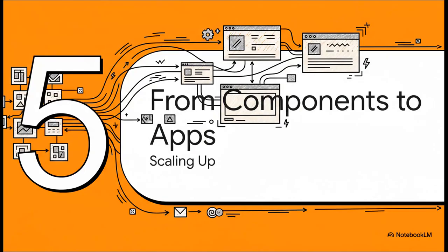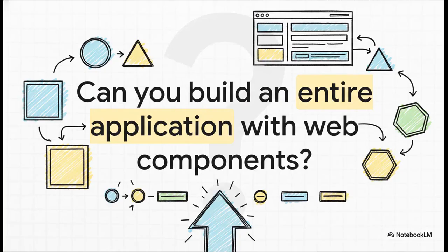Okay, so we can build individual components and we can test them. Awesome. But how do you take all those little Lego bricks and build the entire castle, a full-blown, feature-rich application? And this is the big question, right? A lot of people see components and think, oh, that's cool for buttons or little widgets, but can you really build an entire complex app this way? The answer is a huge, emphatic yes.